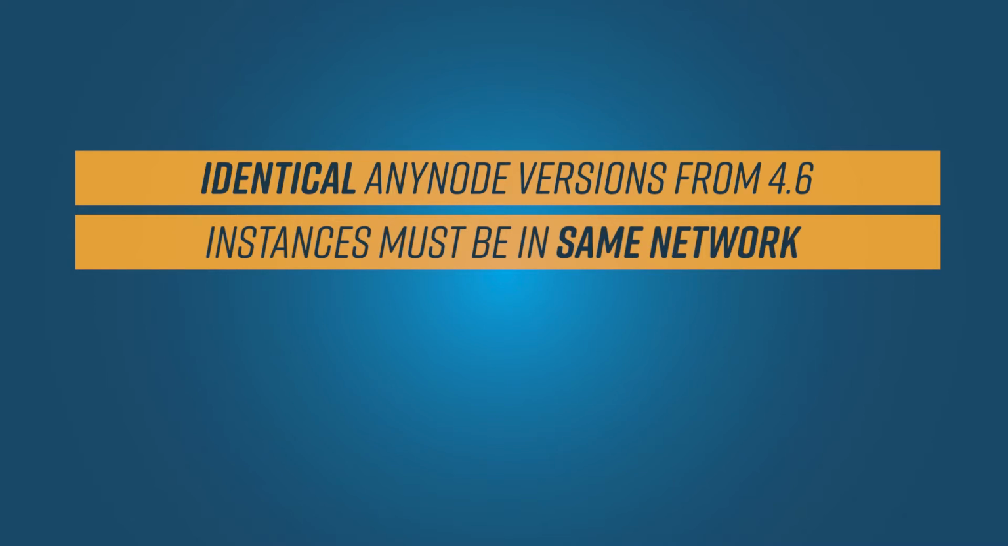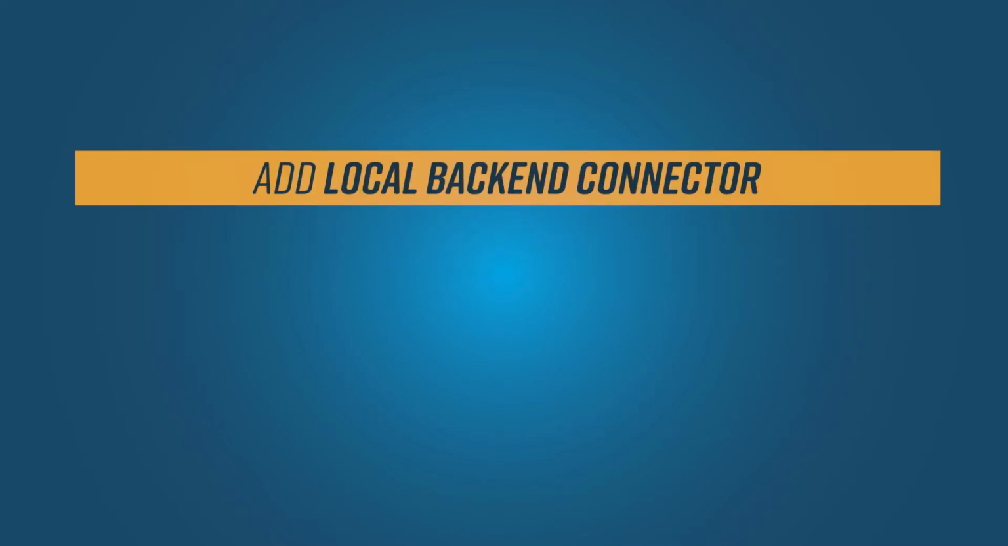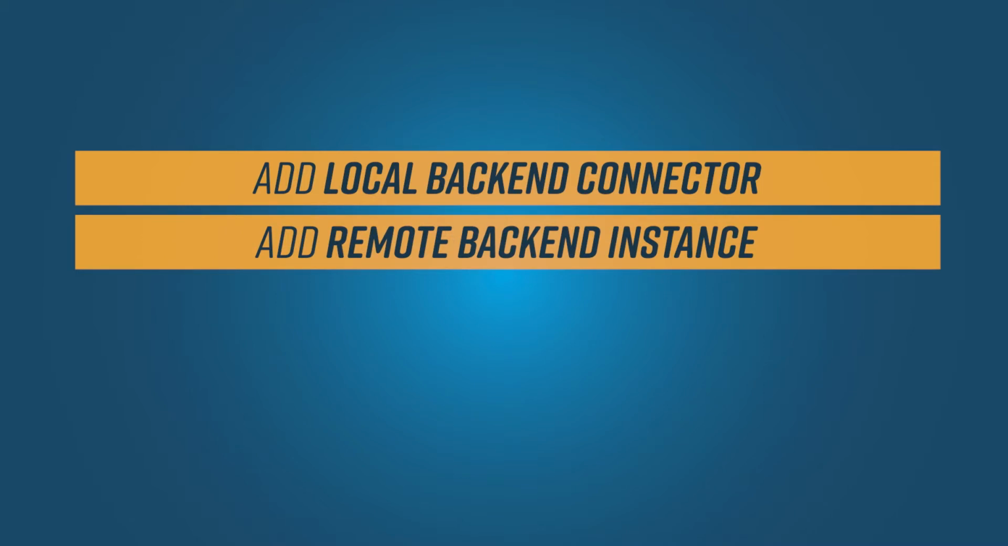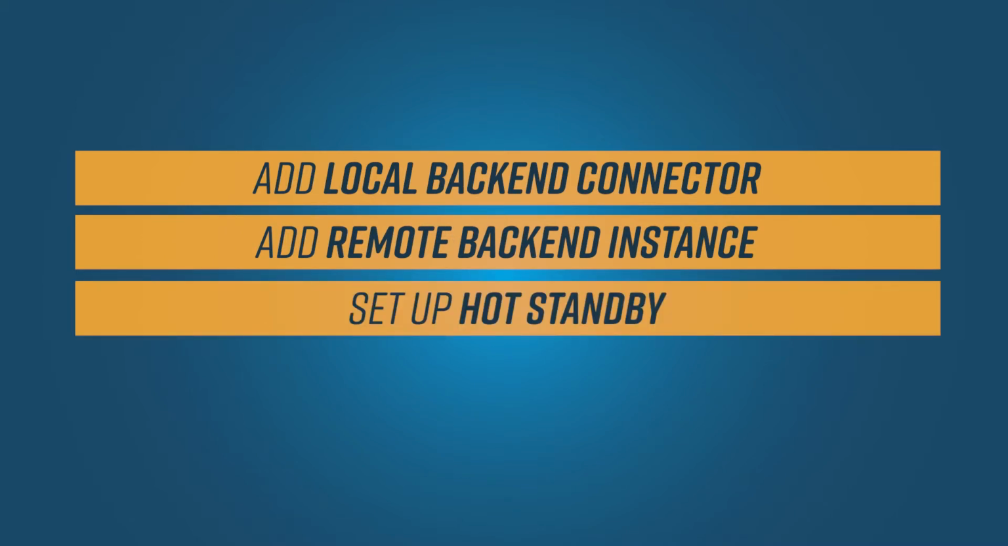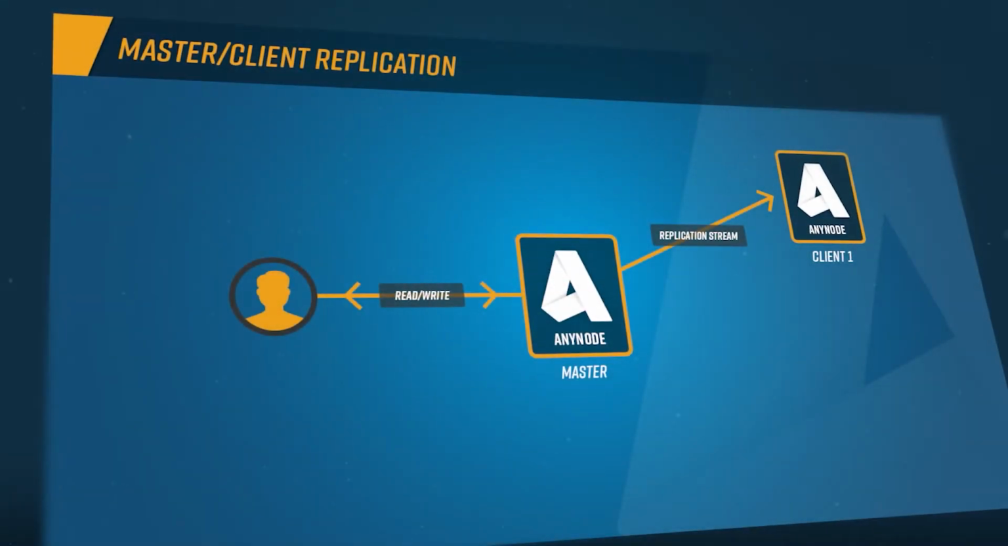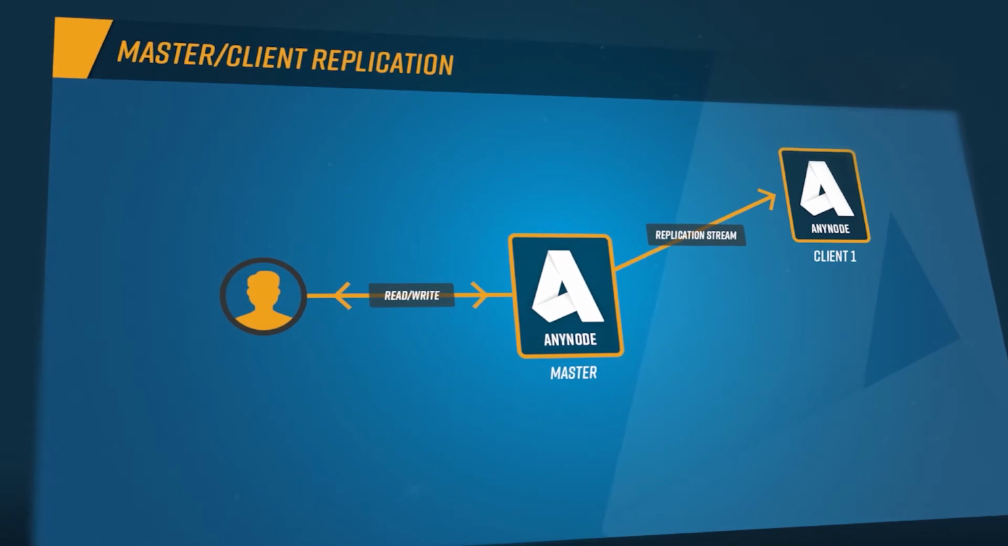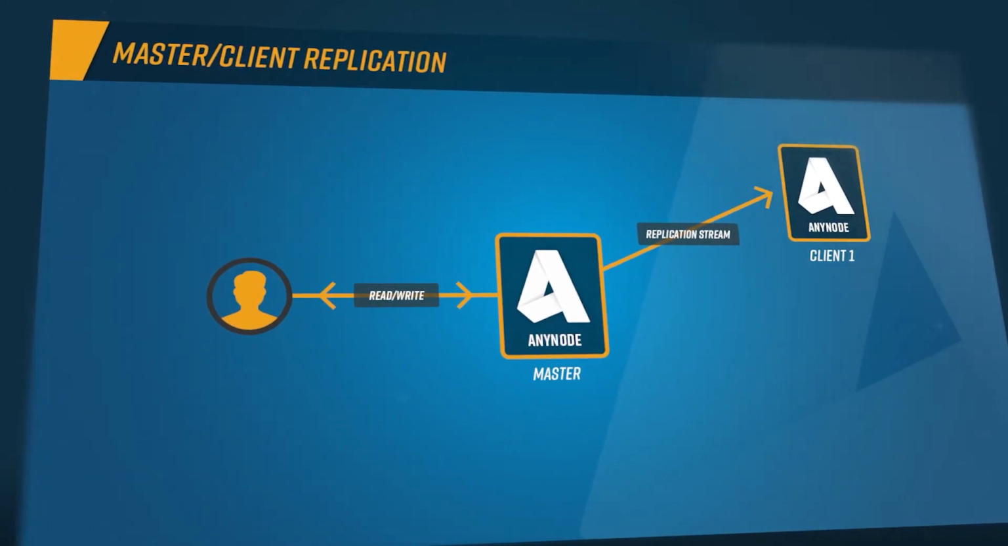For a hot standby, you need to perform three important steps. Add a local backend connector to the secondary system. Add a remote backend instance to the primary system. Set up the hot standby between the different anynode instances. In our example, we will perform a replication of the primary system configuration to the secondary system.